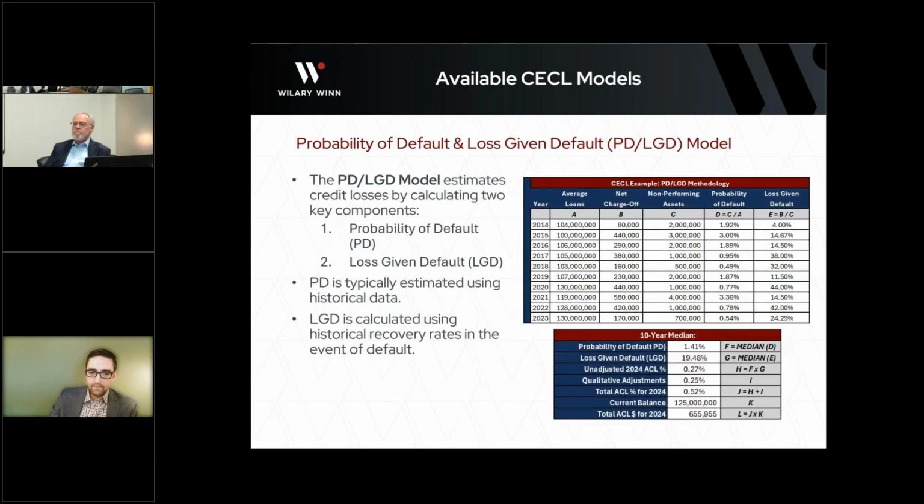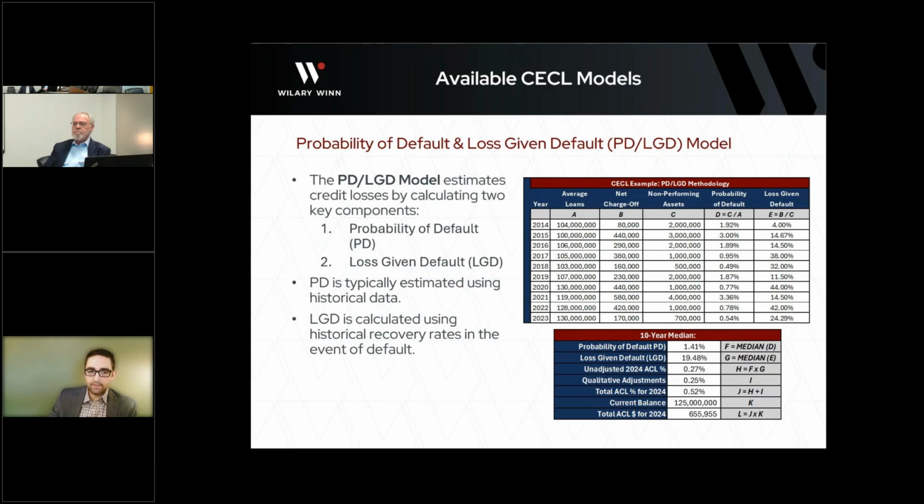Next one we'll cover is the probability of default and loss given default model. So PD/LGD is how it's commonly referred to. You'll hear this one mentioned a lot. It's a more common framework. A lot of institutions use this, at least for a portion of their portfolios, and it tends to work well for some of the more complex portfolios where data is available to do this.